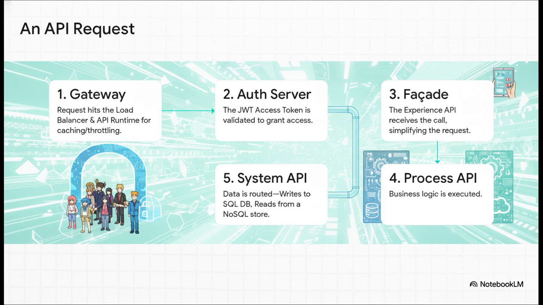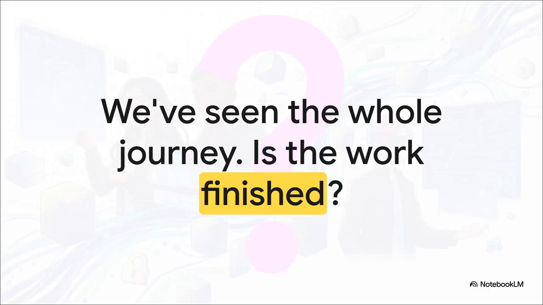Step 1, your request hits the main gateway. Step 2, it shows its JWT passport, which gets validated. Step 3, it's sent over to the Experience API facade. Step 4, that facade then calls the right process API to handle the business logic. And finally, Step 5, the system API goes and gets the data. From your click to getting the data back, all in a few milliseconds. And there you have it. We've traced the entire journey from click to data.